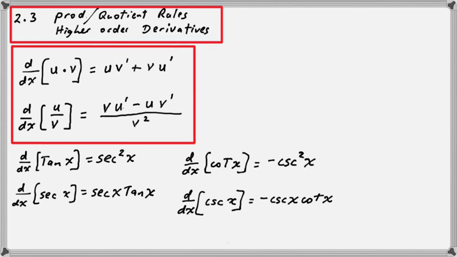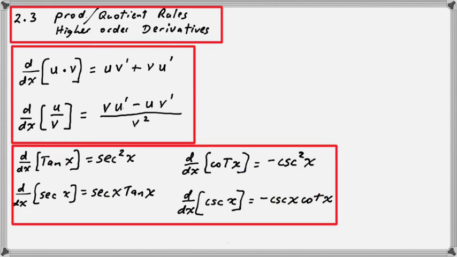You'll hear me say many times the derivative of all cofunctions are negative. Notice the derivative of cosine was negative sine. Cotangent is negative. Derivative of cosecant is negative. So the derivative of all the cofunctions are negative.